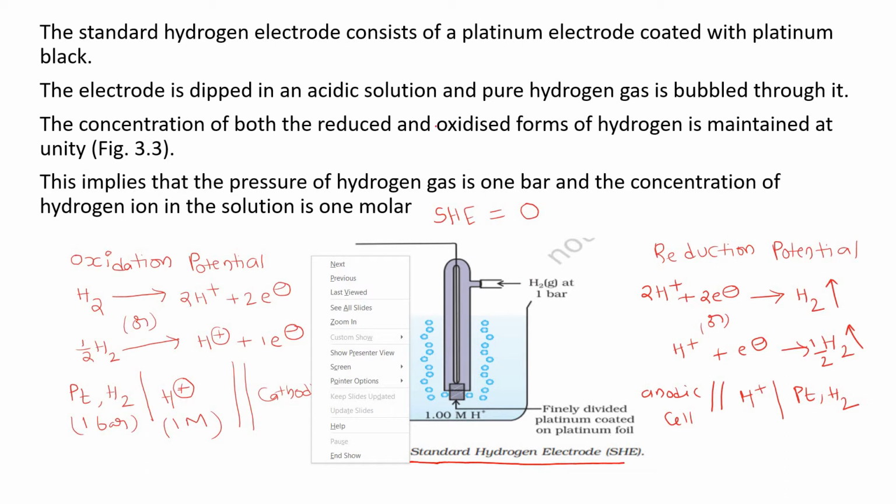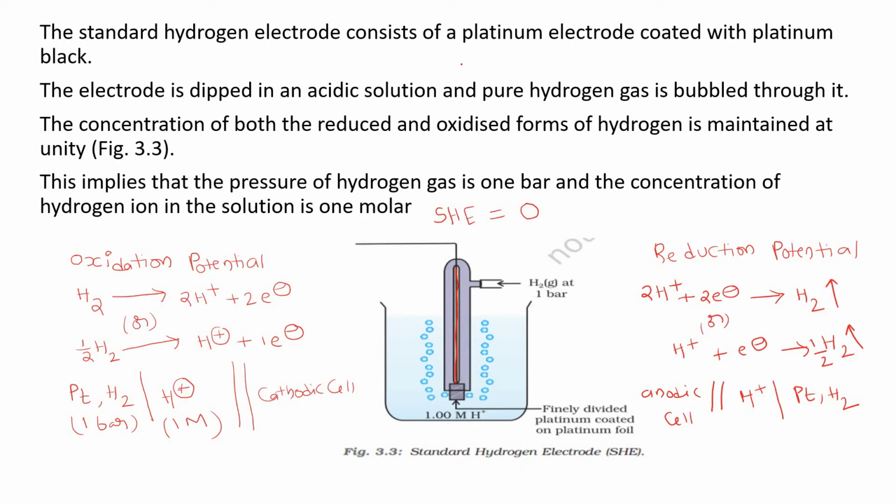SHE. What is the meaning of SHE? Standard hydrogen electrode. Now I have taken here a platinum wire. So to construct a standard hydrogen electrode, I have taken a platinum wire that I am calling a platinum electrode, with platinum black. Now this is called the electrode.